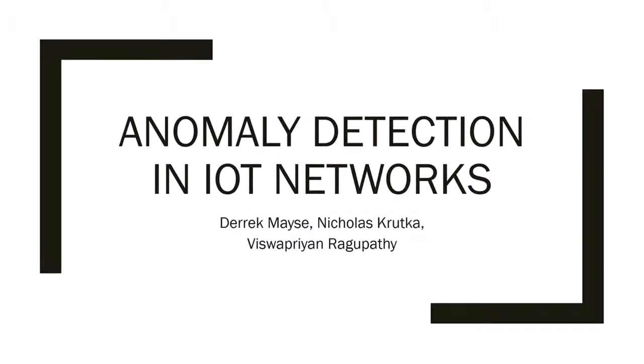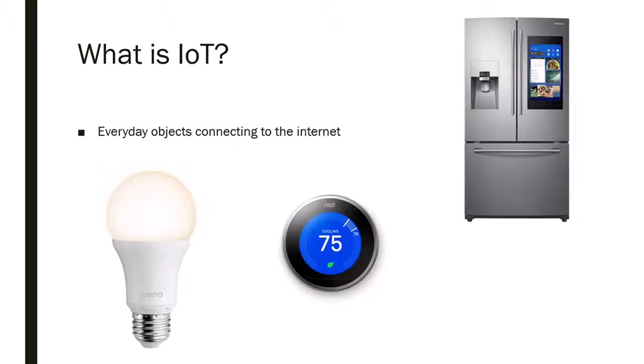We've done our project on anomaly detection in IoT networks. So first off, what is IoT? IoT stands for Internet of Things, and it's referring to everyday objects that connect to the internet in order to be communicated with by other devices on that network, such as a light bulb or a thermostat that you can control through your smartphone, tablet, or computer.